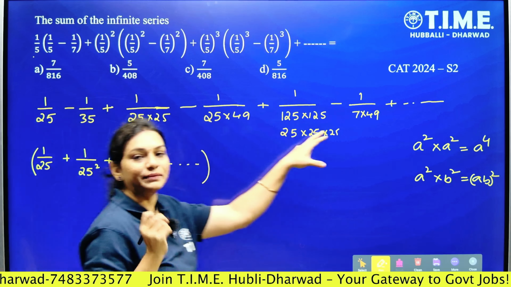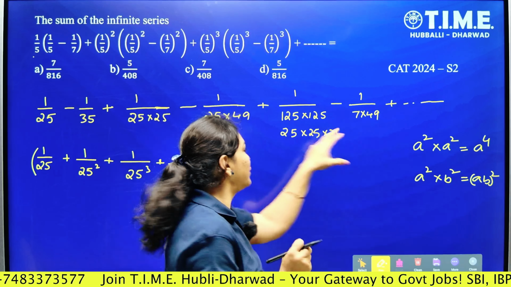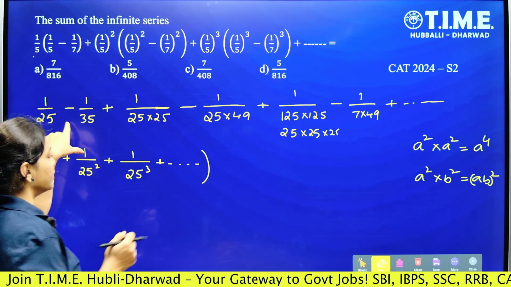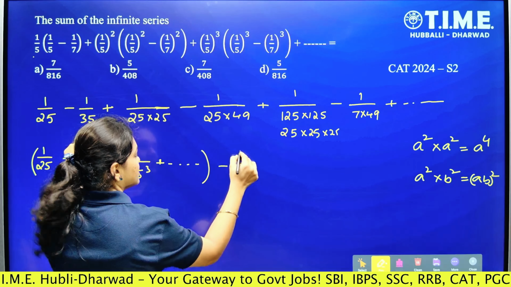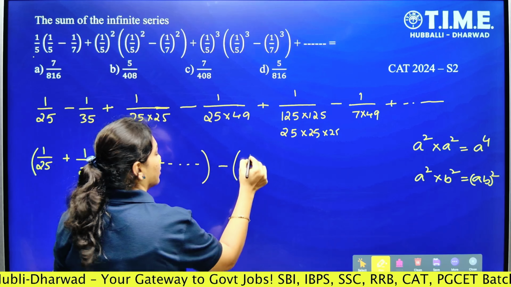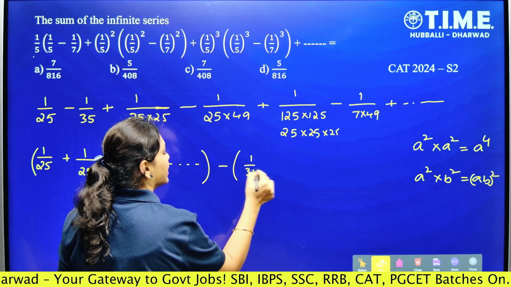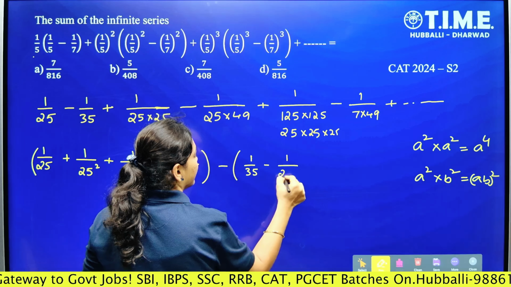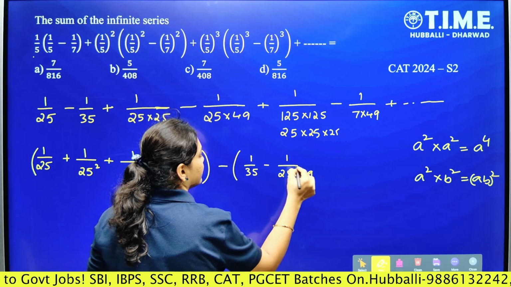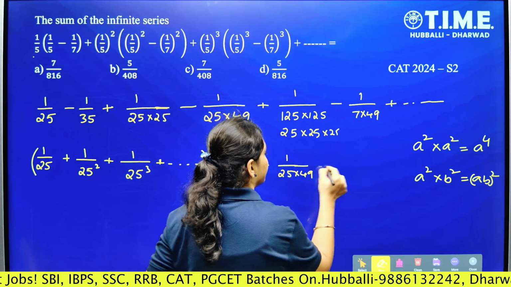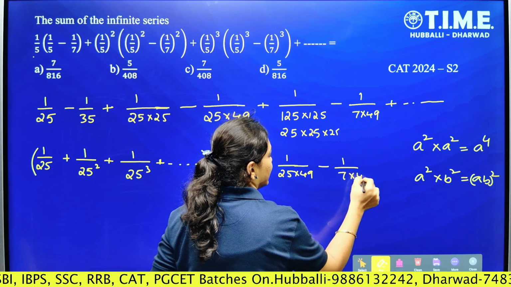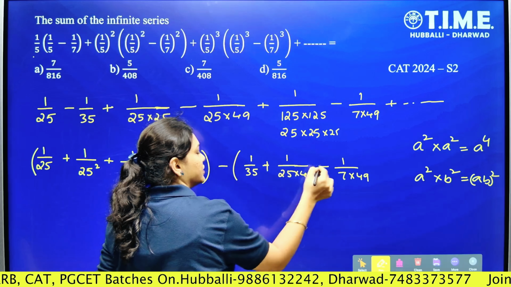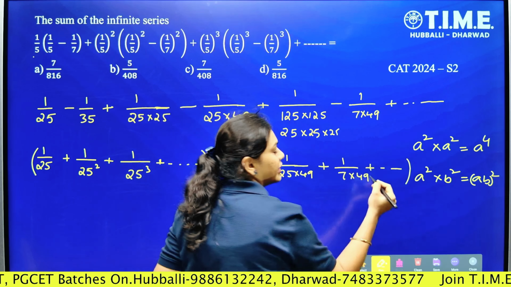Next, consider the minus sign parts. Minus sign terms we have to consider now. Whenever we observe this minus sign, we take the minus sign outside, so that one step we can avoid here. So 1 upon 35, then here it is 1 upon 25 into 49, then 1 upon 7 into 49. Sorry, we have already taken the minus sign outside, so we take these as positive now, going till infinity.